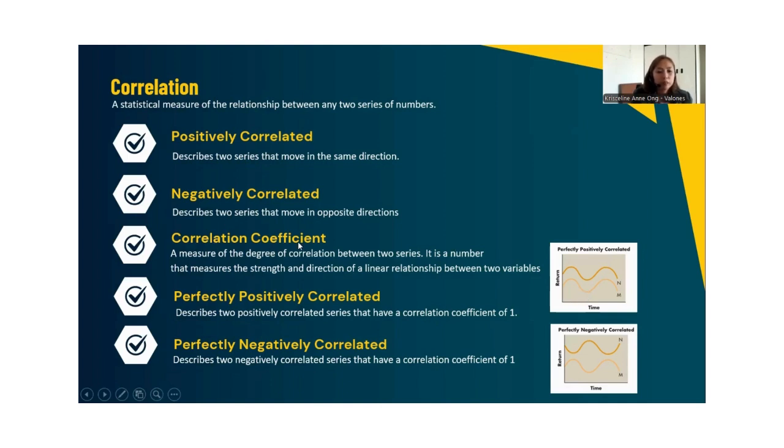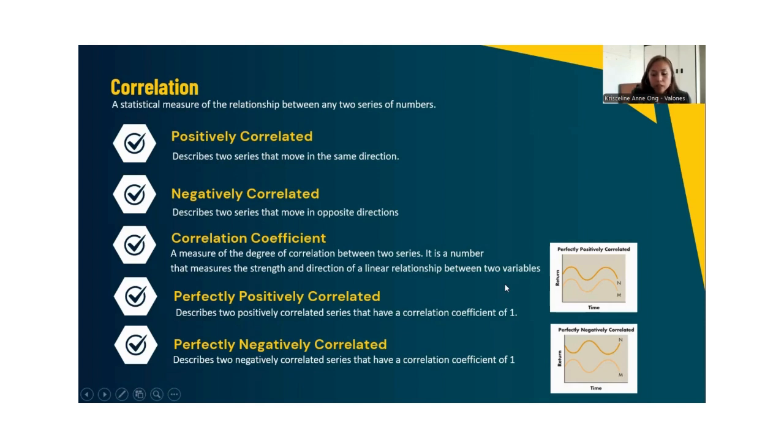The correlation coefficient is a measure of the degree of correlation between two series. It is a number that measures the strength and direction of a linear relationship between two variables. Next is perfectly positively correlated. It is two positively correlated series that have a correlation coefficient of 1. And perfectly negatively correlated is two negatively correlated series that have a correlation coefficient of 1.